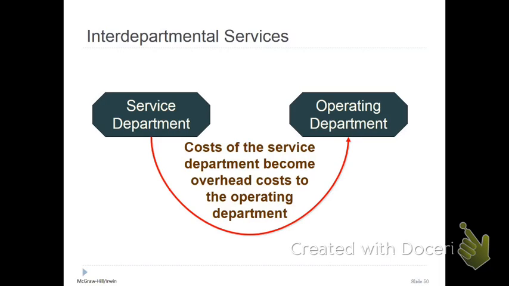Now the question becomes, if the service department becomes an overhead cost to the operating department, how should I allocate the cost? So the costs of one service department become the overhead costs to the operating department. The accountants help out the plant. How do I assign the cost of the accountants to the product or the plant, or should I? Now, this is not necessary for financial reporting purposes. Where it becomes critical is for decision-making purposes.